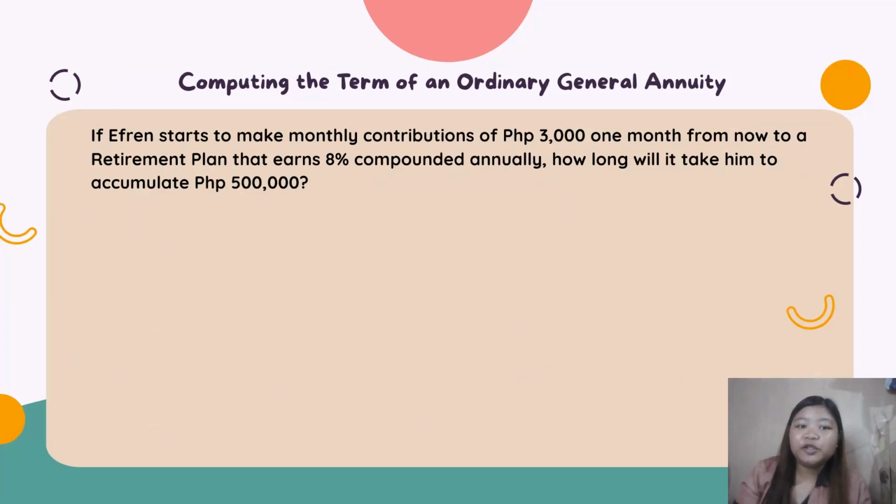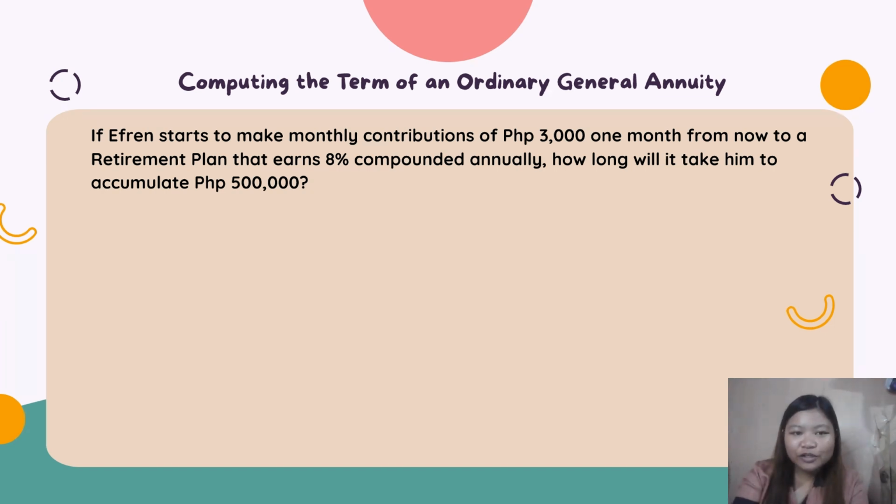Now, let's proceed in computing the term of an ordinary general annuity. The term is how long you will pay your contributions to accumulate a certain amount, or to accumulate the future value. So, we have a problem here. If Efren starts to make monthly contributions of 3,000 pesos 1 month from now to a retirement plan that earns 8% compounded annually, how long will it take him to accumulate 500,000 pesos?